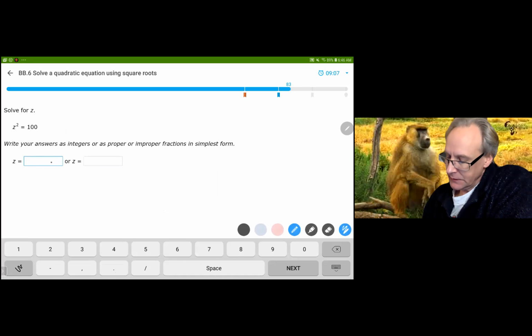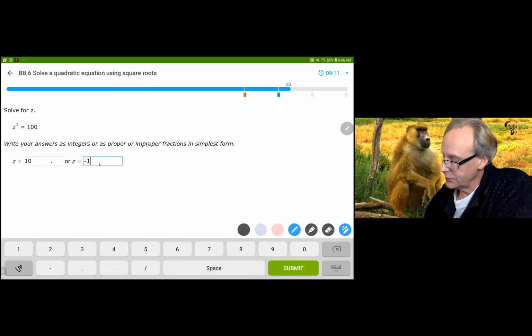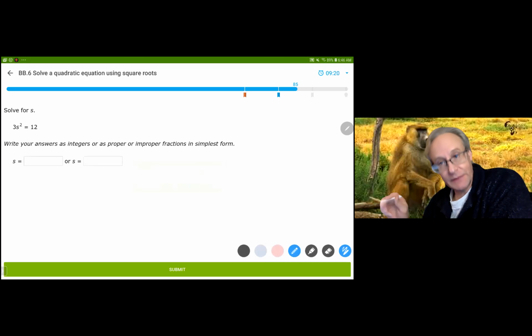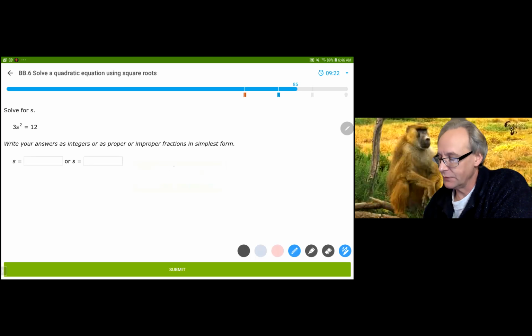10 or negative 10. We want the square root of 100. It's not 50. Remember, square root. And what do we got here? Okay, this time we have to divide by 3 on both sides. And we get s squared equals 4. And hopefully you recognize that that has 2 solutions, 2 and negative 2.